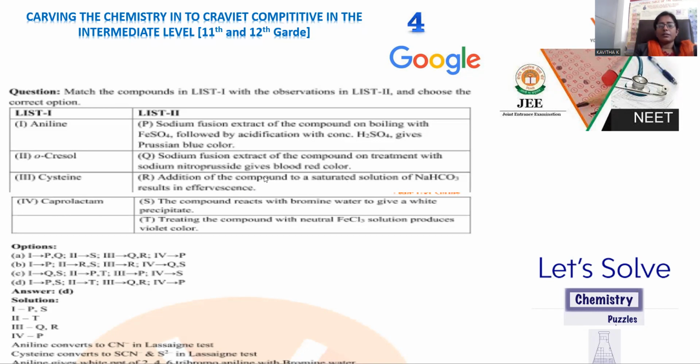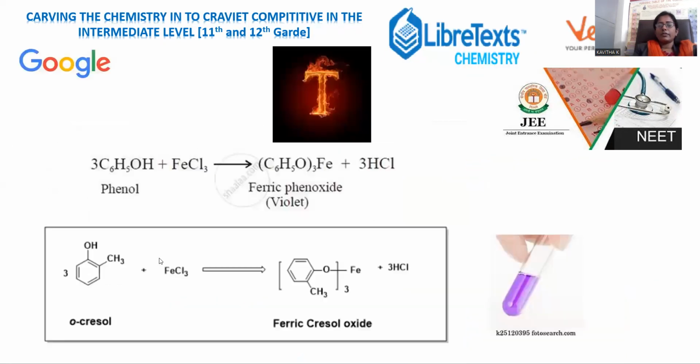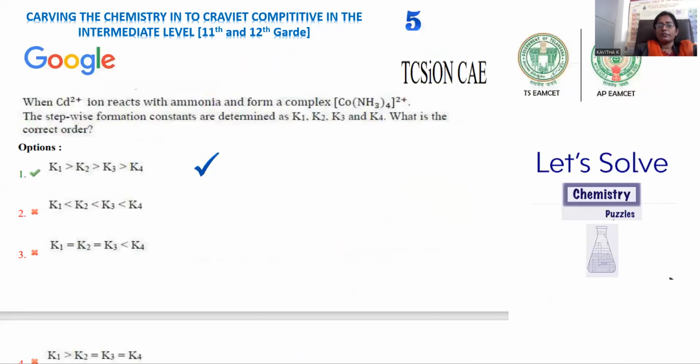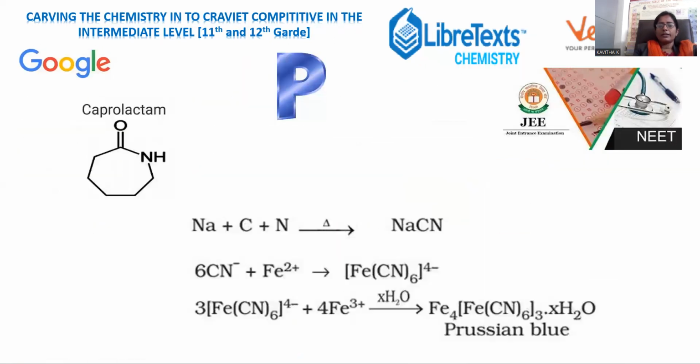What does caprolactam say? It says P. Caprolactam is the monomer for the synthesis of a polymer, and it will give the Prussian blue color. We are already aware that Prussian blue color is the identification of nitrogen, no? This is called caprolactam. Caprolactam contains nitrogen and carbon as well, so a similar kind of reaction is possible, just like aniline, what we discussed as of now. So that sodium cyanide will be formed.